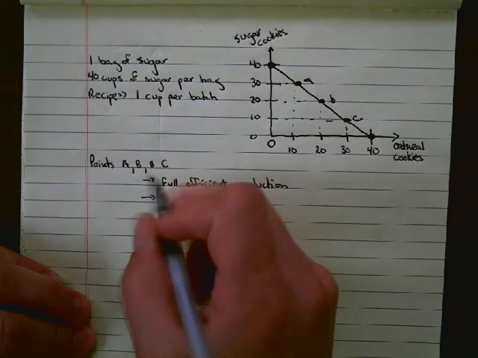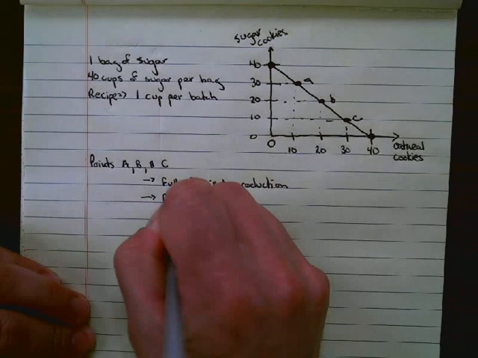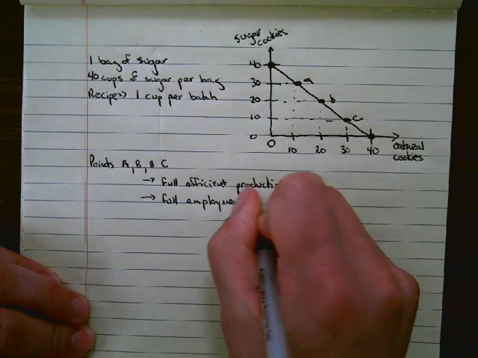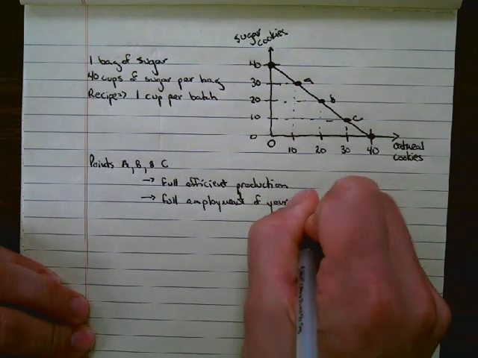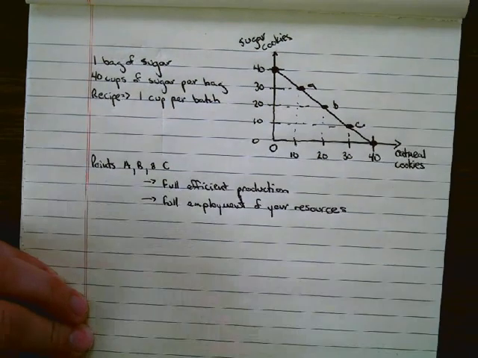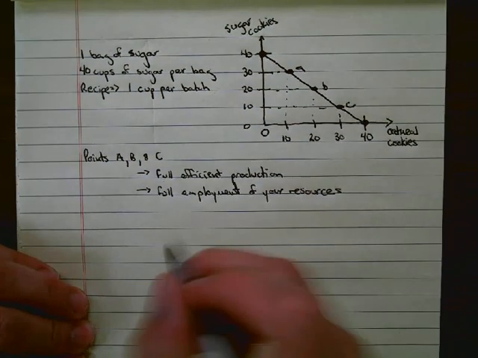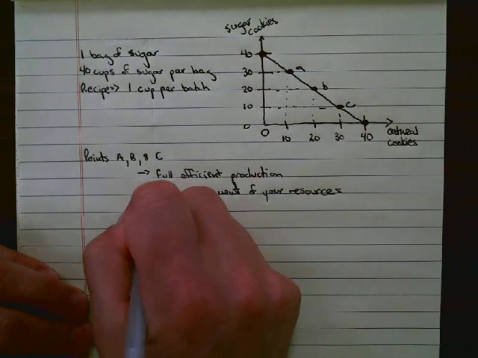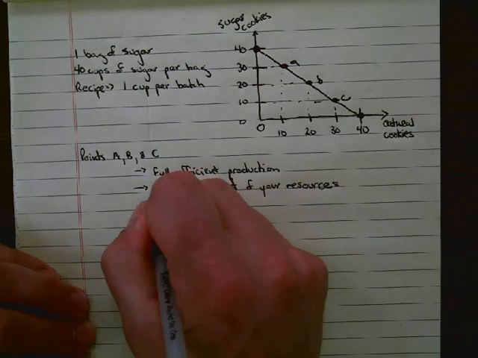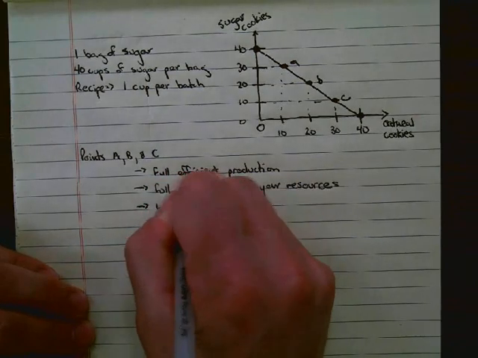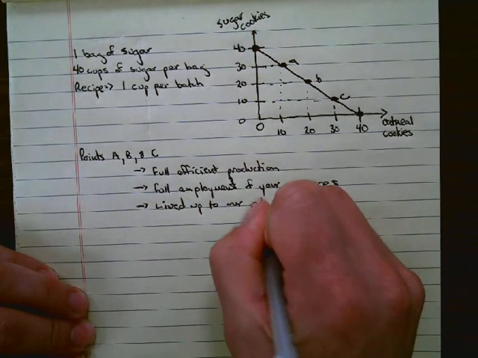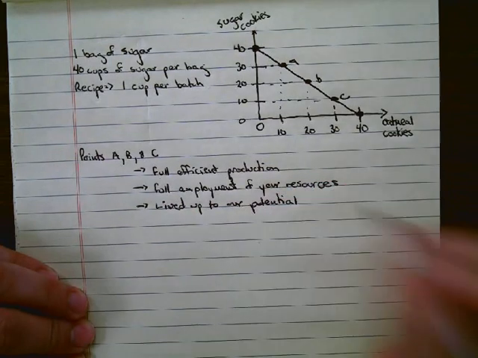Another way to look at it is that is a full employment of your resources. In other words, you did not waste any. None of that sugar was wasted. All of it was used in the production of our cookies. So full employment of your resources. And it basically means, in non-economic terminology, that this economy, or we, in making our cookies, lived up to our potential. And so that's a good thing.